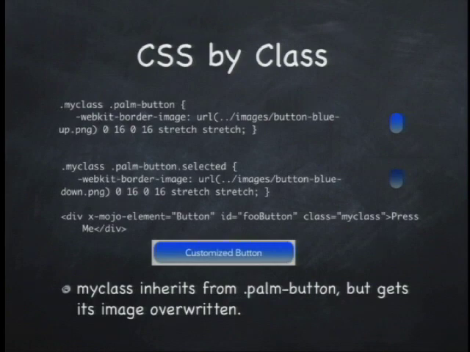So we're going to create a class in our CSS called myClass, and it's going to inherit all the stuff from Palm button, and we're going to change the WebKit border image to this little blue button thing here. That's just a little graphic that we created, a little smear. This is going to be the button up image. This is going to be the button down image. And notice that we've said myClass Palm button selected. Palm button selected is the image that's used when the button is pressed down.